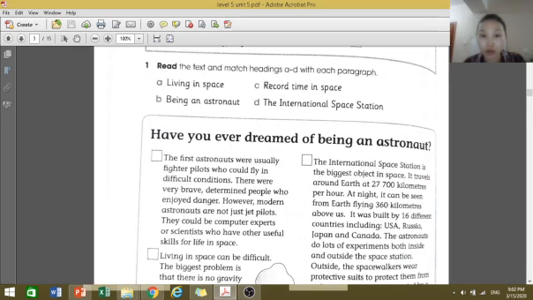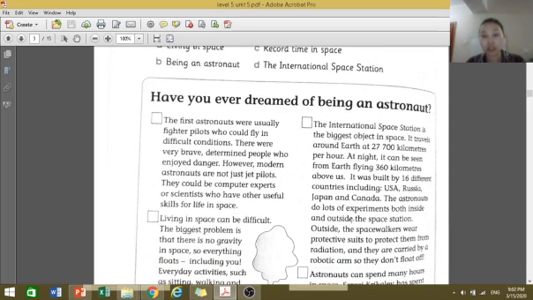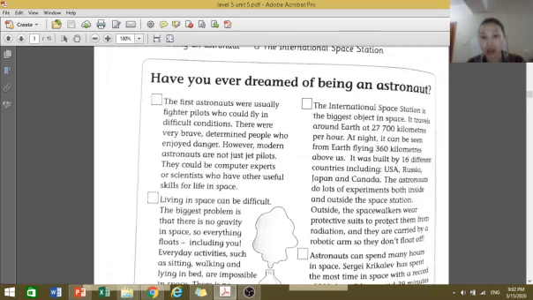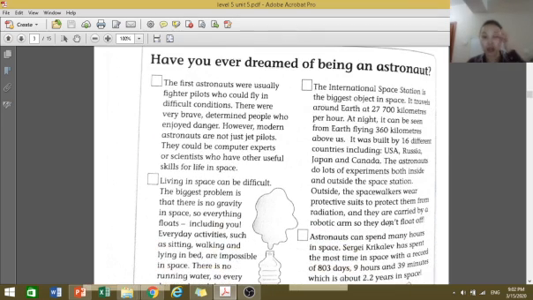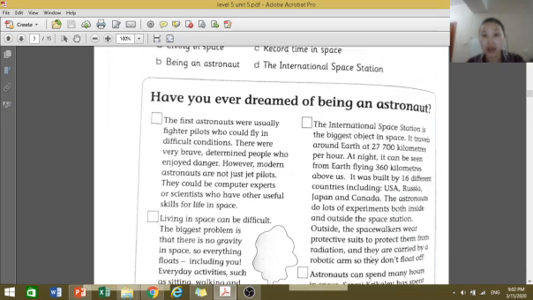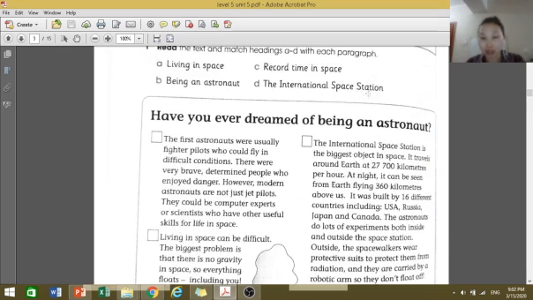Moving on to the next one, record time and space. Just look at the first sentence. The International Space Station is the biggest object in space. There's nothing about recording or timing in space, so let's move on to the next one. Astronauts can spend many hours in space, so that shows hours, which means that record should be measured by hours. So that definitely goes to the last paragraph. And the last one, the International Space Station, should surely go to the third paragraph. As you can see, there's nothing else left.